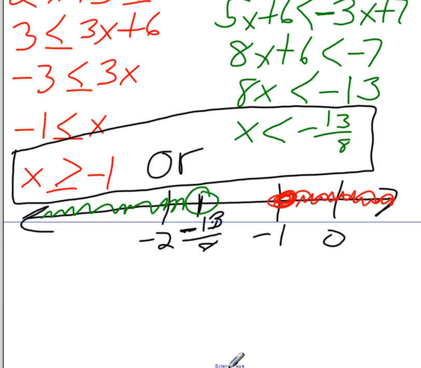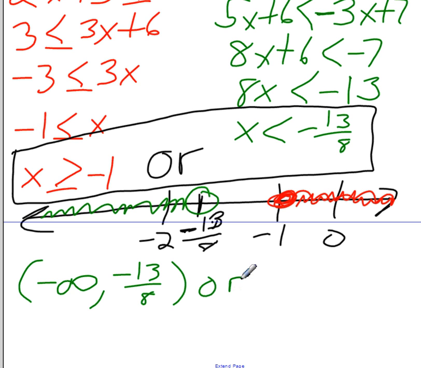We would need to say all of the numbers. Let's do this in green. Okay, so I can say all of the numbers from negative infinity to negative 13/8, or all of the numbers from -1 to positive infinity. That's your interval notation.